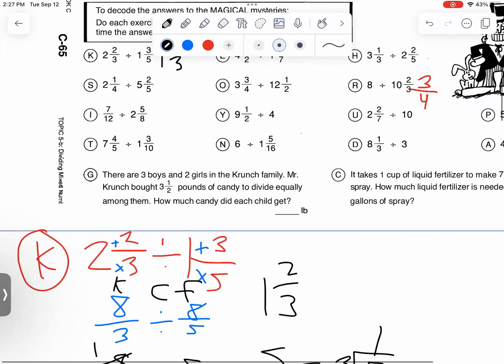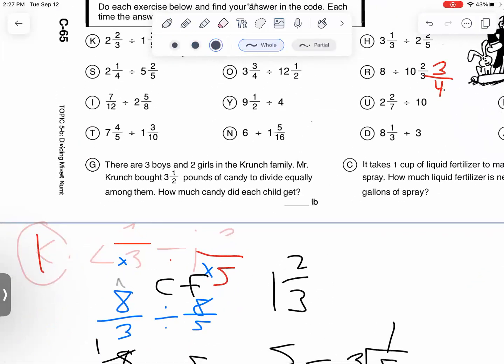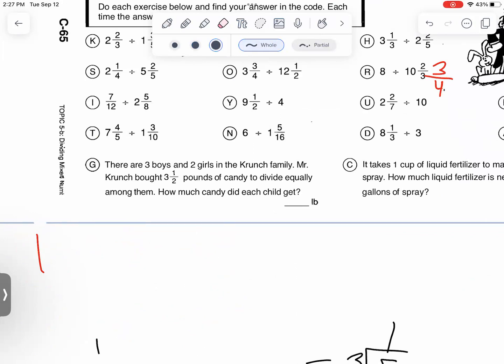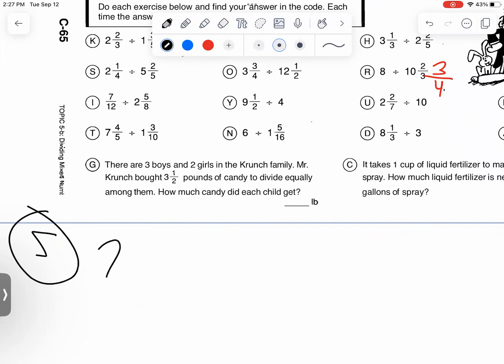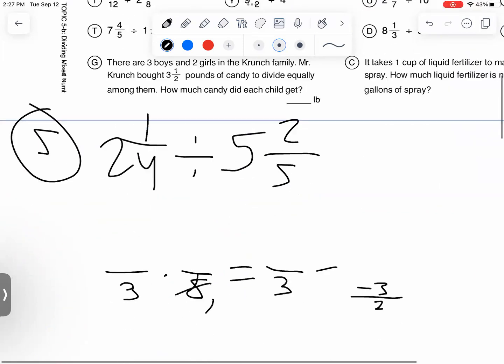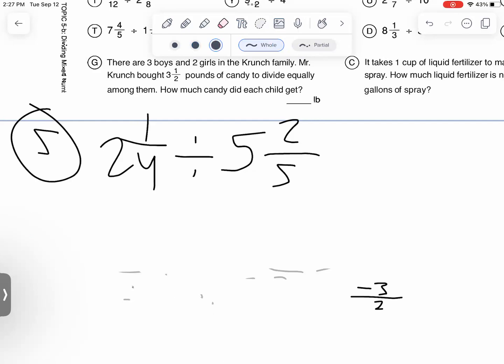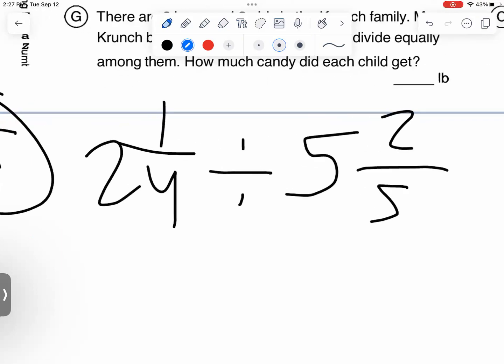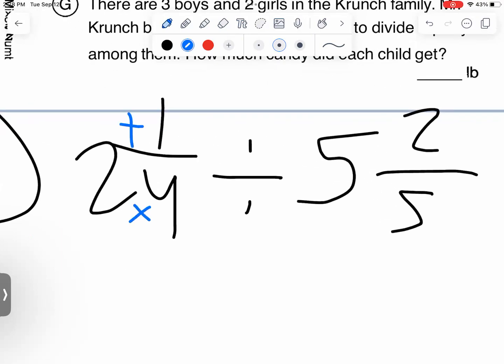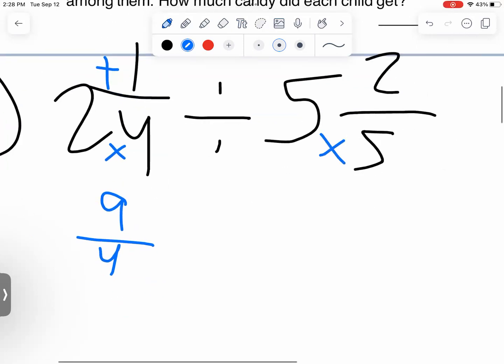So 2 1/4 divided by 5 2/5. So S, 2 1/4 divided by 5 2/5. All right, so again, same as last time, we need to make these improper fractions first. 2 times 4 is 8, plus 1 is 9/4. And then 5 times 5 is 25, plus 2 is 27/5.